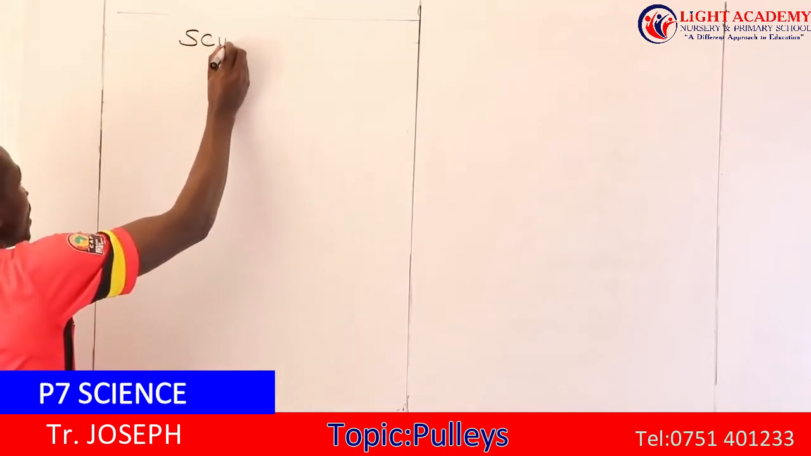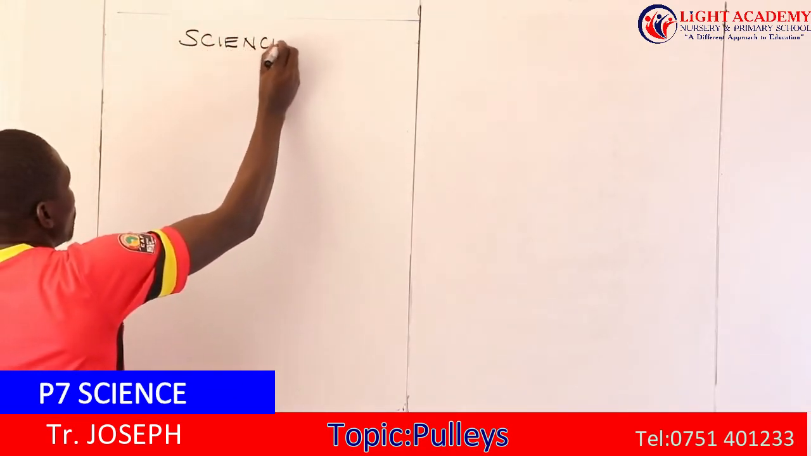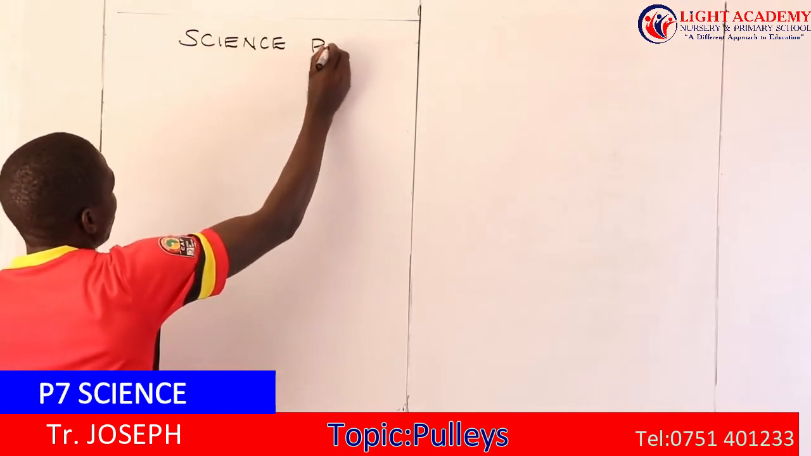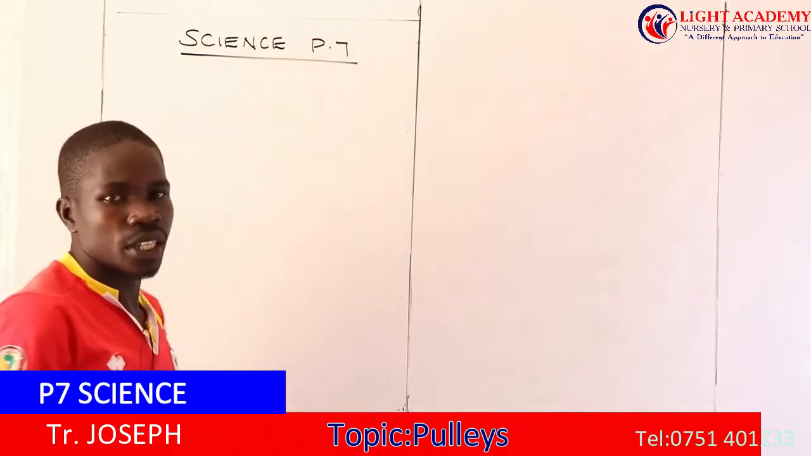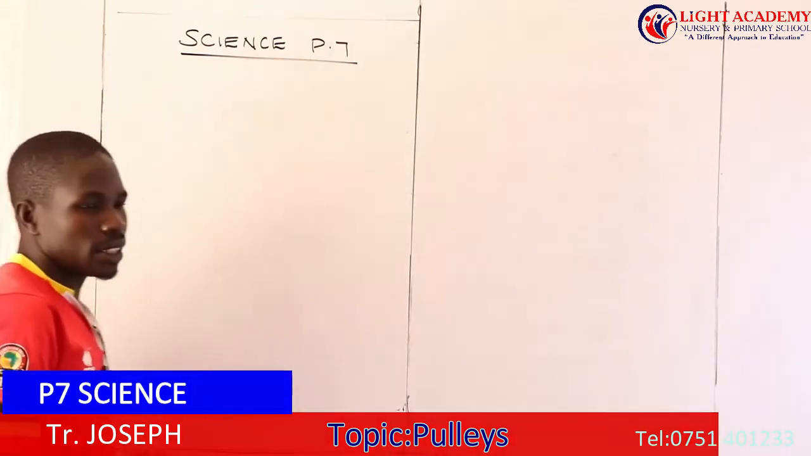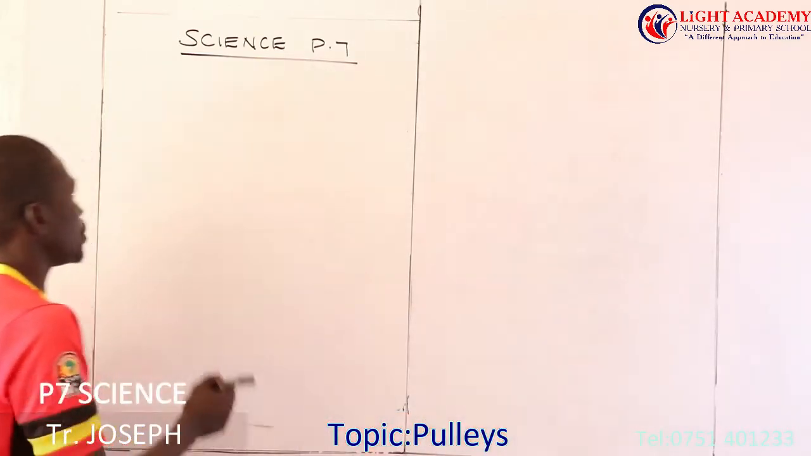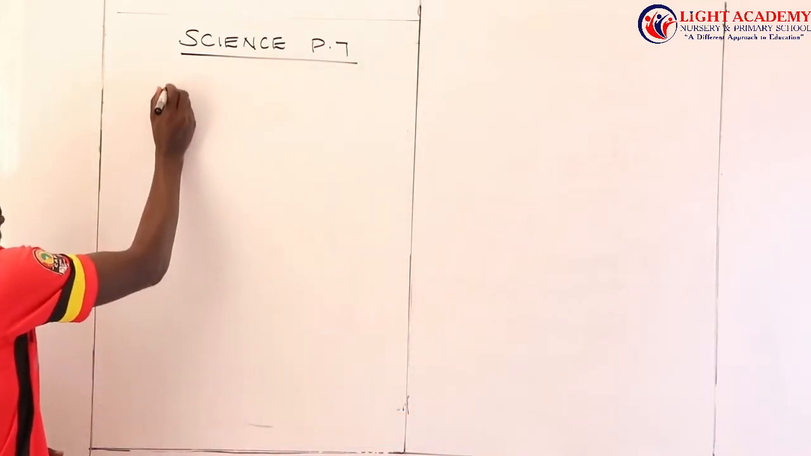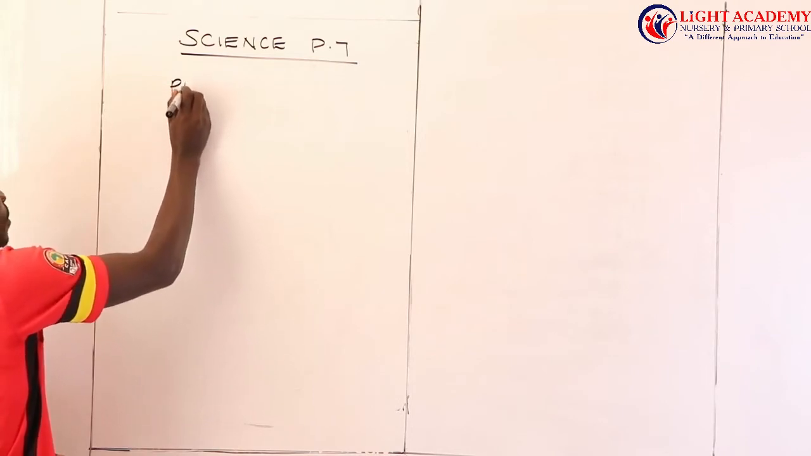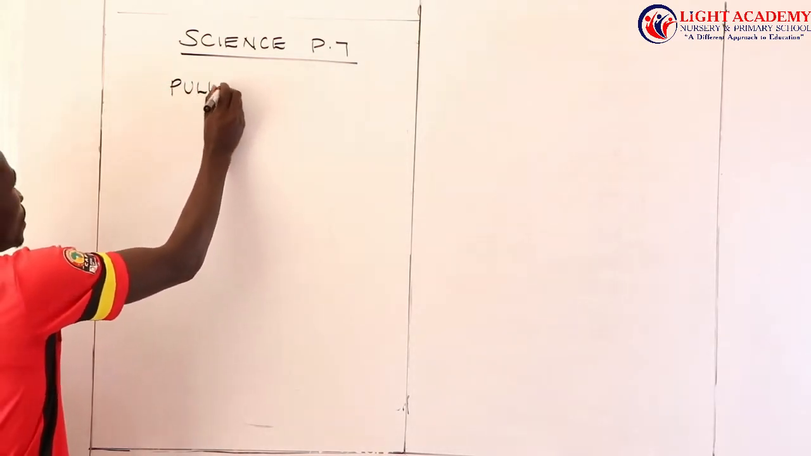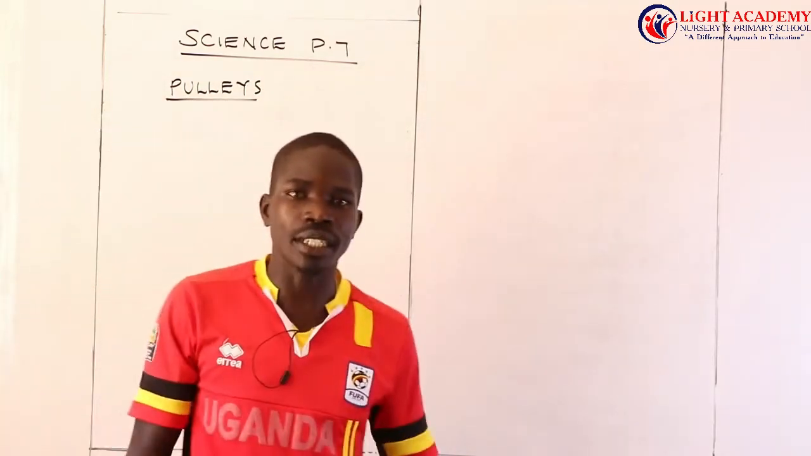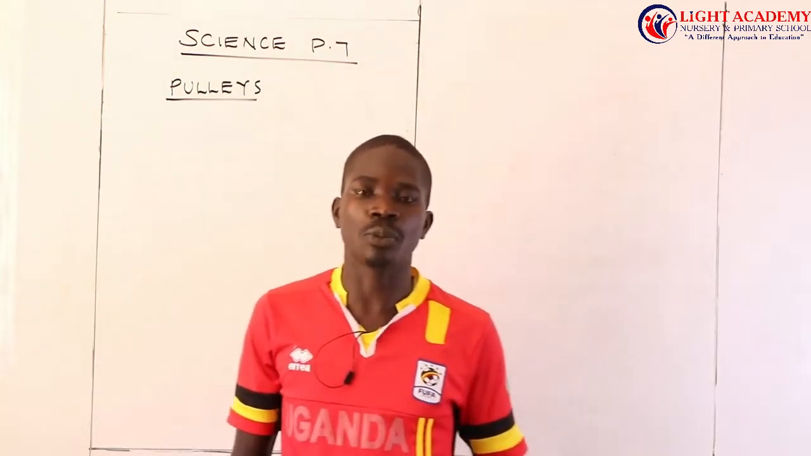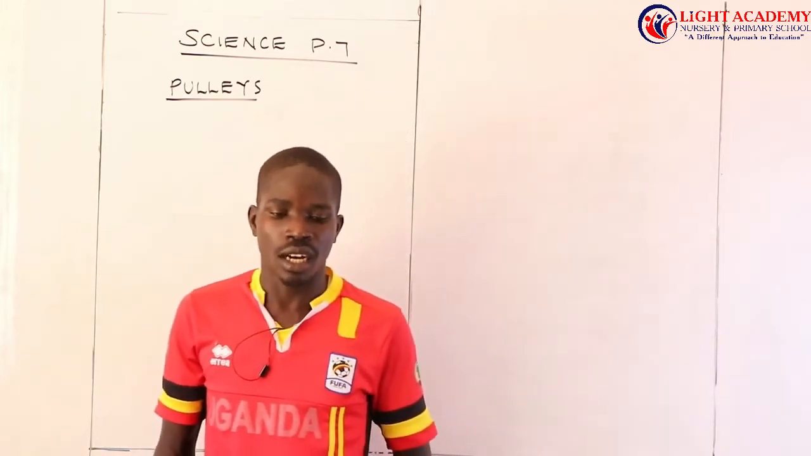Our subject is science. Don't forget, we are looking at science, primary 7, and still the topic is the same as I told you, simple machines and friction. But today our lesson is all about pulleys. So they are going to ask us a question. What are pulleys? When you talk about pulleys, what am I meaning?